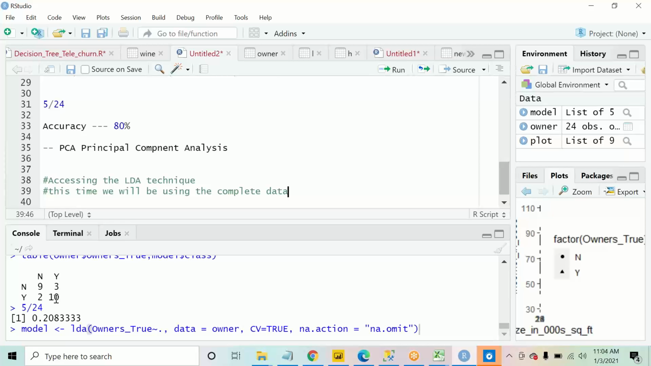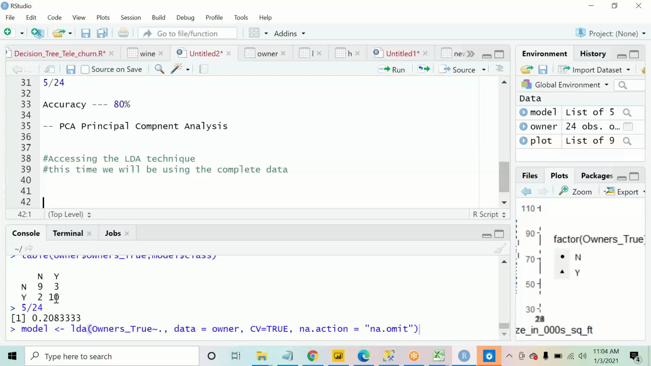So nothing much will change, right? Nothing much will change. It is just that one of the lines, that is CV equals true, we will not be using that. By default, it is false.